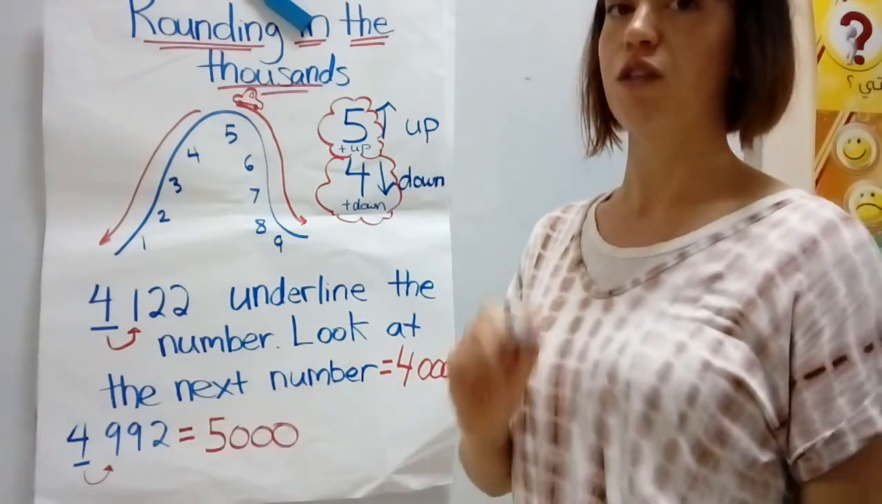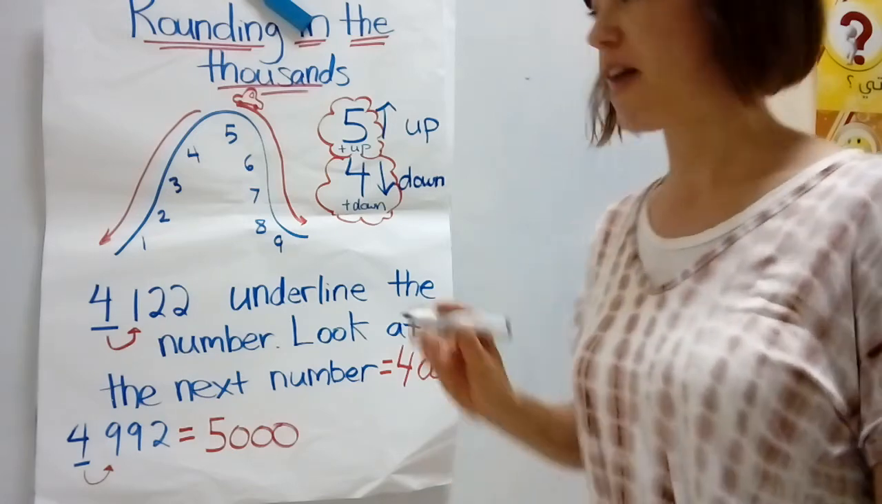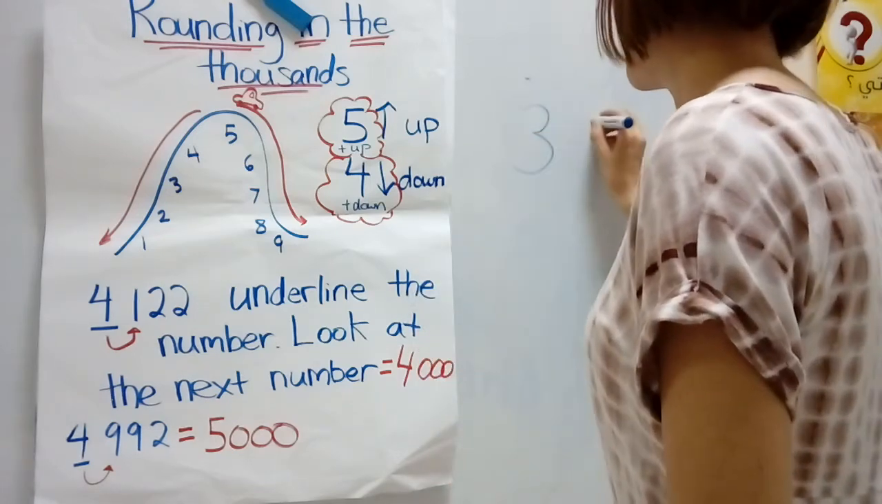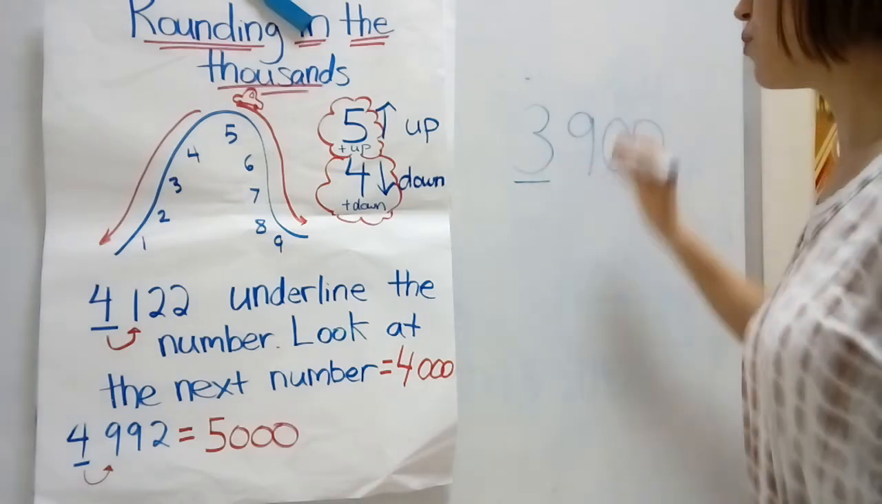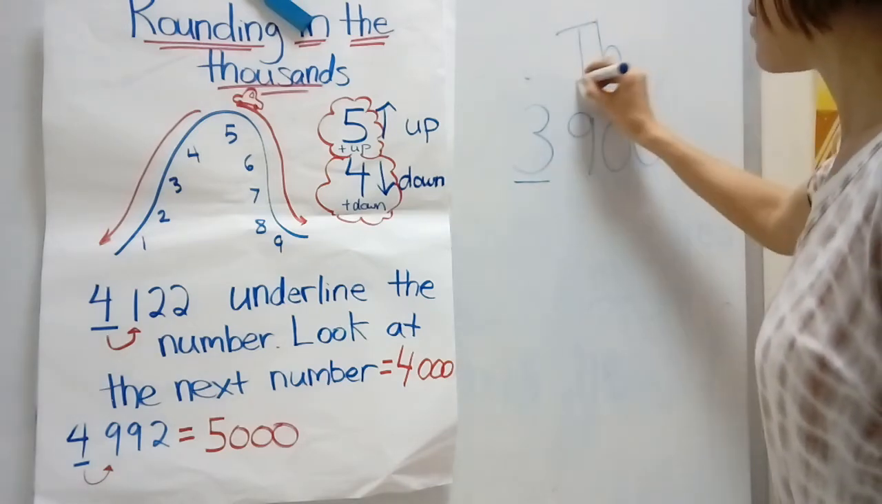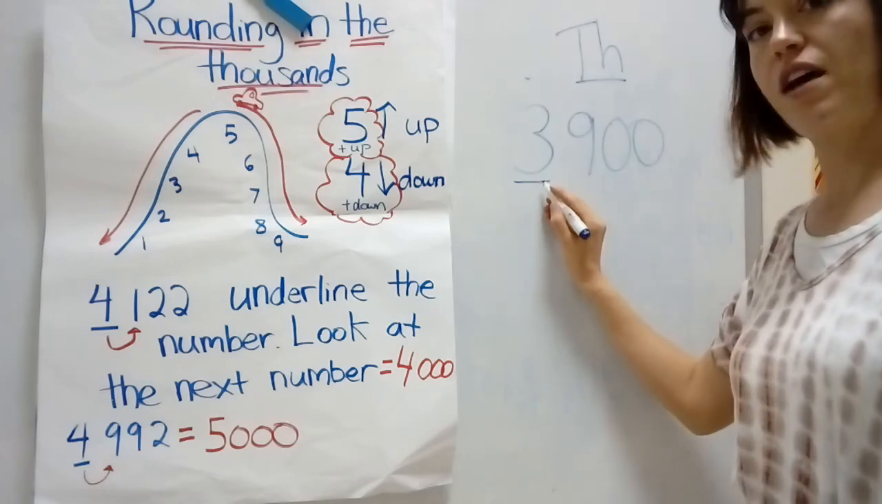So let's do some other examples together. 3,900. We underline, we're going to round in the thousands. Underline the thousands.